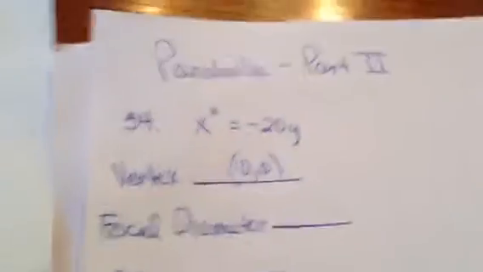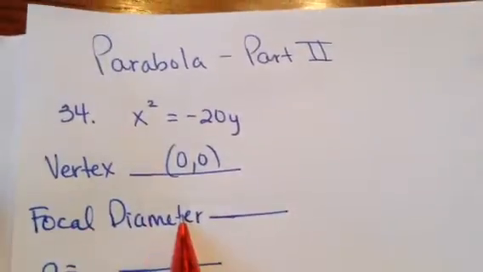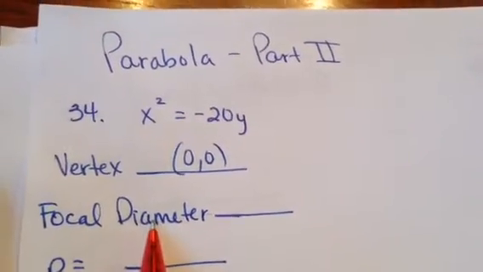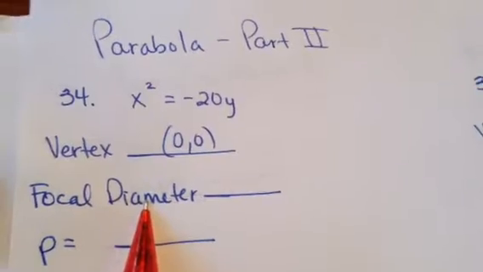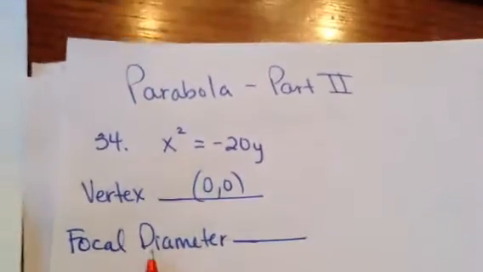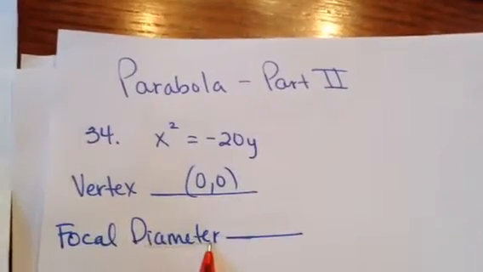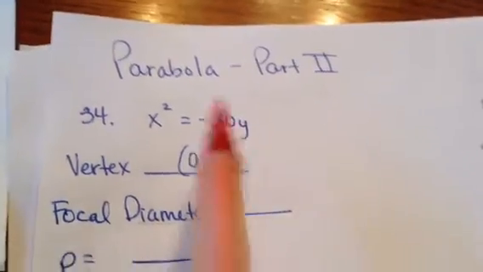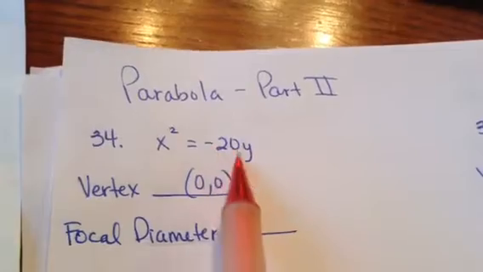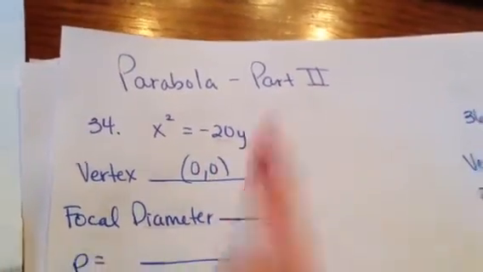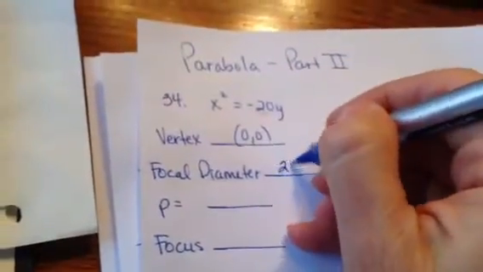Now, here's what I already know. I know the width of my parabola. When we think about diameter on a circle, it's the distance across the circle through the center. Well, on a parabola, this is the width of the parabola through the focus. And it's always this value right here. I don't care about this being positive or negative. Just look at this value right here. The width would be 20. So let me go ahead and figure that.